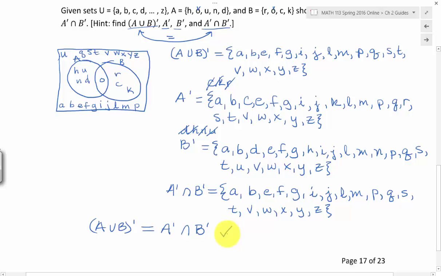You will need to do something like this on your wiki page, and I just want you to know this is what I'm looking for, this whole process. So start with the thing that you're supposed to be showing, and I think I'm having you do the A intersect B complement instead of A union B complement. So you'll just be doing the opposite of me, but still you'll want to do A union B complement, find it, find A complement, find B complement, and then find the union or the intersection of the two, whichever it is you're supposed to find here on the end.